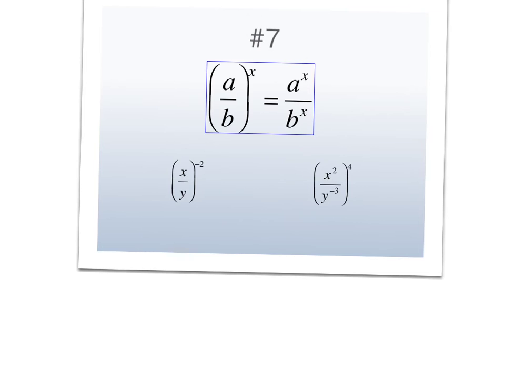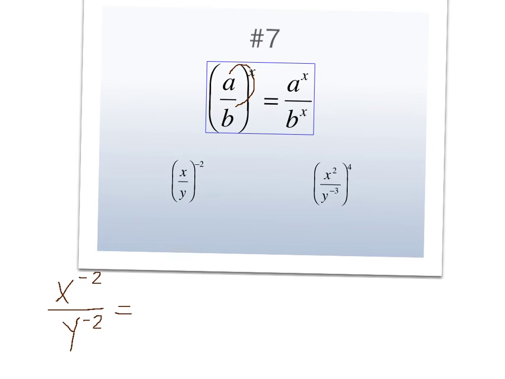Same thing works for our last rule. A divided by b is raised to the x. The x needs to be applied to both the numerator and the denominator, so we end up with over here a to the x over b to the x. Now again, these examples are going to combine a lot of our rules, so they're a good place to wrap up. If we take this negative 2 and apply it to both places, we end up with x to the negative 2 over y to the negative 2.